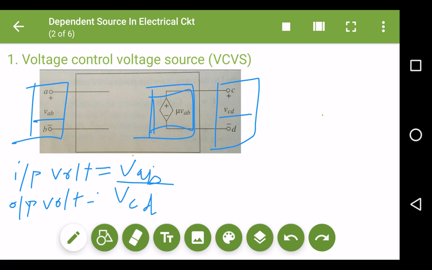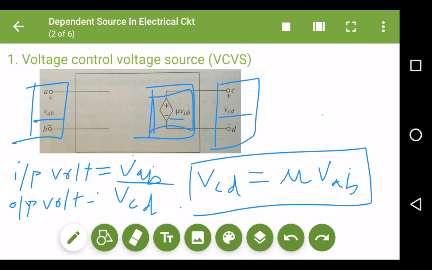So I have to use the relation which is this. Whenever you see the voltage control voltage source, the output voltage is controlled by the input voltage with some multiplication factor, that is mu. You can see over here the mu is the multiplication factor with the VAB. So I can write VCD, that is my output voltage, equals mu times VAB. This is the relation we can establish in a voltage control voltage source.